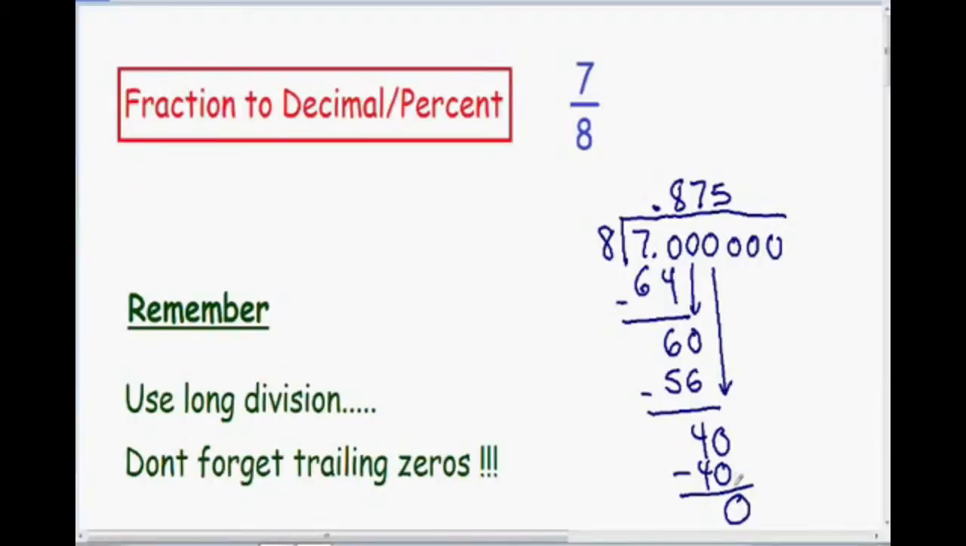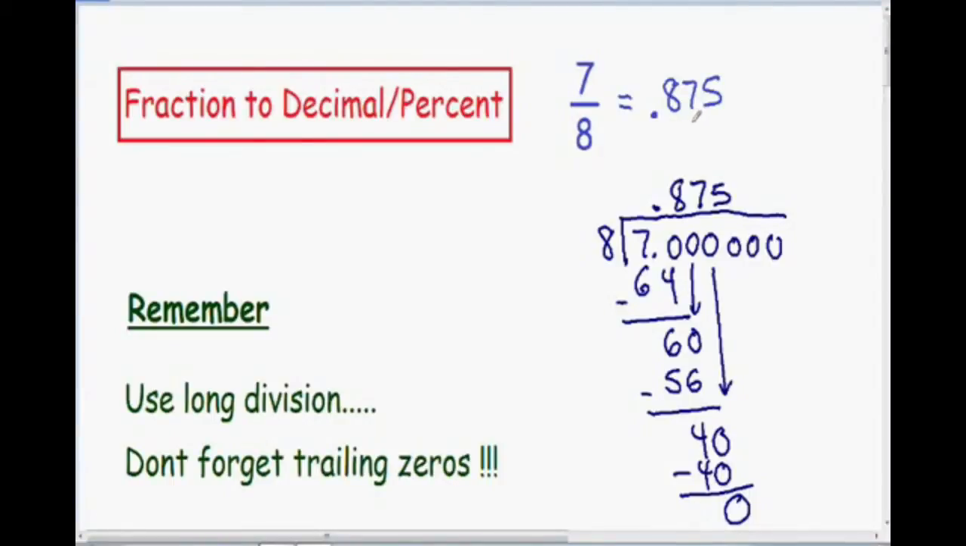And once you get a remainder of 0, you can stop dividing. So now we just divided 7 by 8. So we know that 7/8 is equal to 0.875. So now we just changed 7/8 into a decimal.